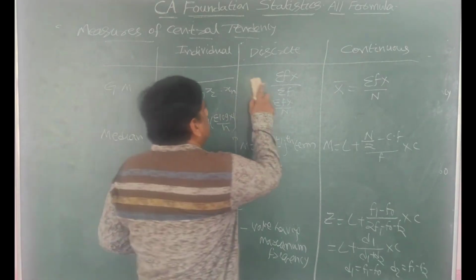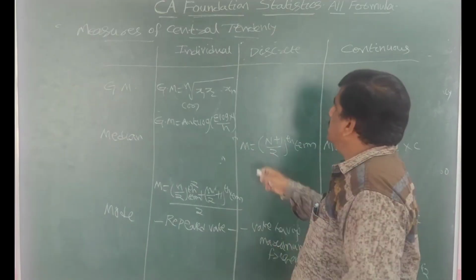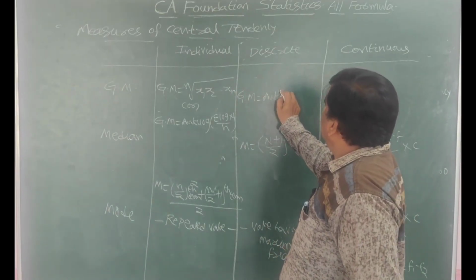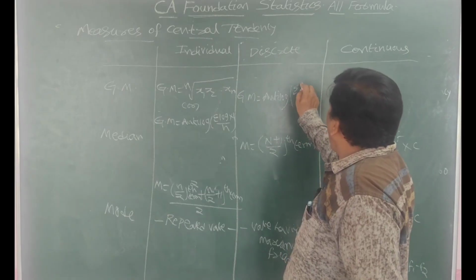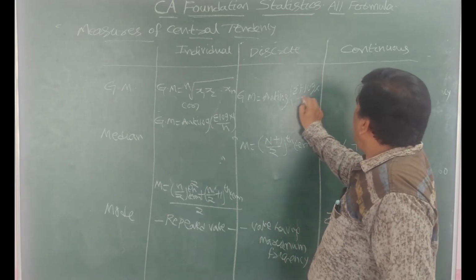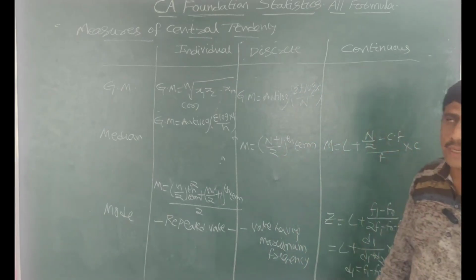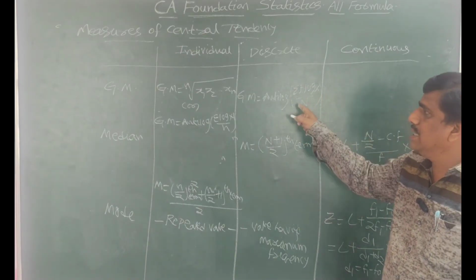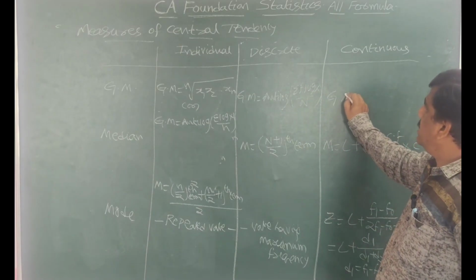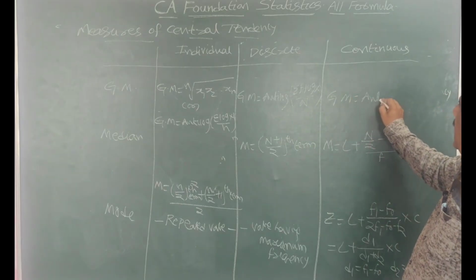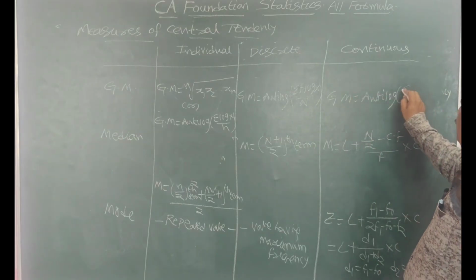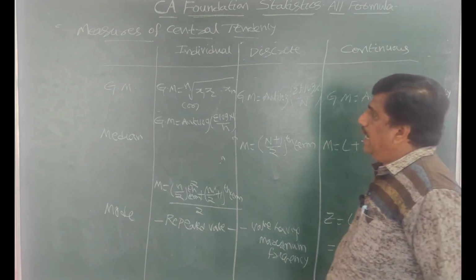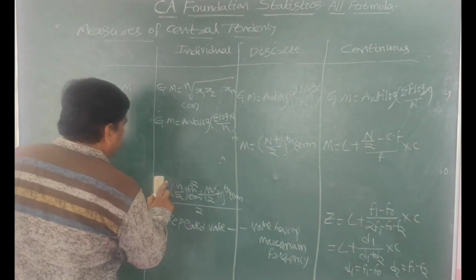And coming to discrete series, the GM formula is antilog of summation f log x divided by capital N, where x is the mid value; find the logarithm, and after that the GM. Similarly, for continuous series also you can use the same formula, antilog of summation f log x by capital N, geometric mean.